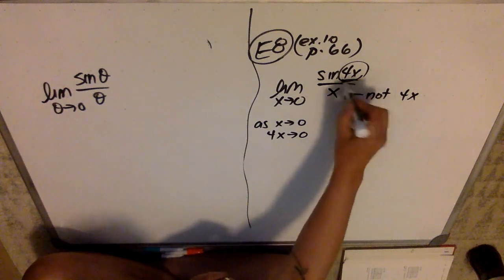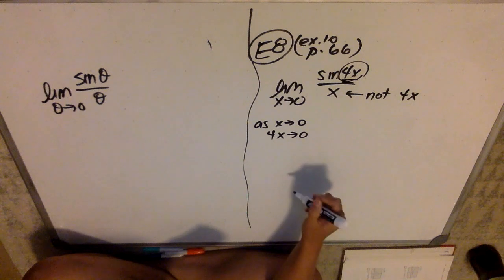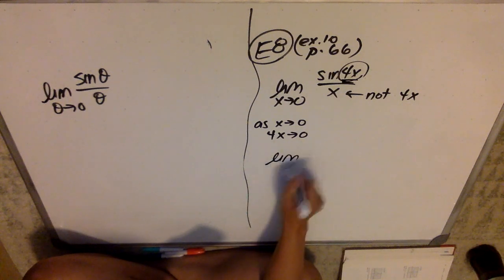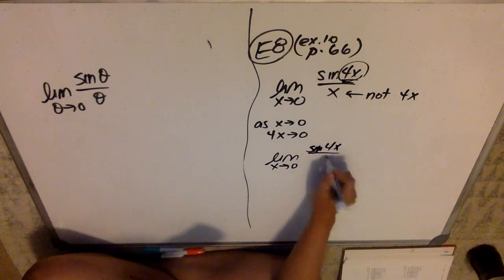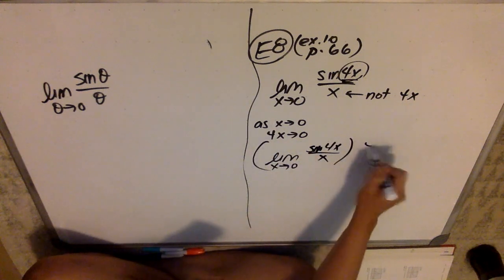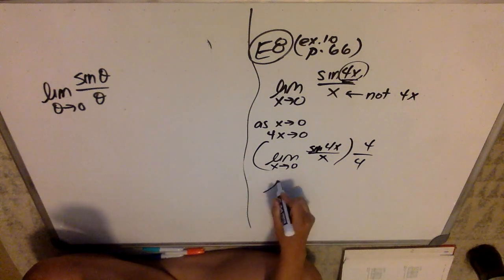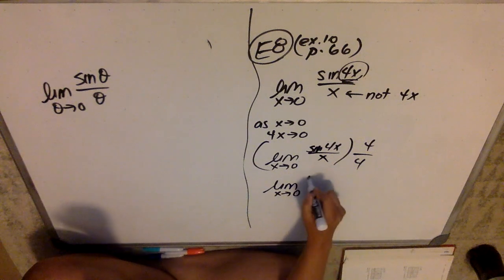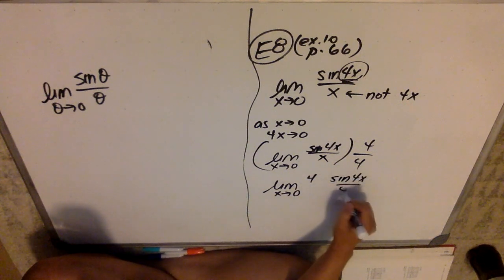I can't change the fact that there's a 4x inside here. So what I'm going to do is take my entire limit, the limit as x approaches 0 of sine of 4x over x, and multiply the whole thing by 4 over 4, which I'm allowed to do because all I'm doing is multiplying by 1. So I think that's going to give me the limit as x approaches 0 of 4 times sine of 4x over 4x.